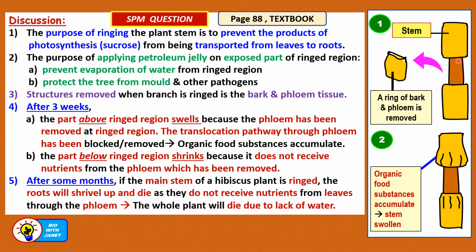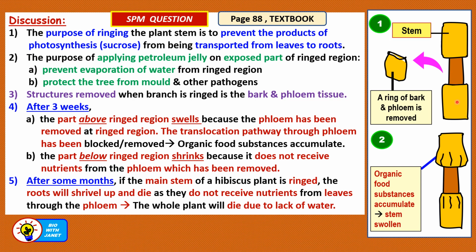So number 3, what are the structures removed when the stem is ringed, when the ring of bark and phloem is removed? So the structures removed will be the bark and the phloem tissue. Now, next question. After 3 weeks, what will happen?